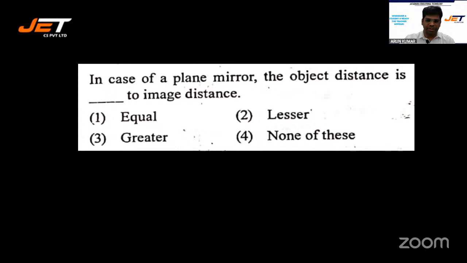In case of a plane mirror, the object distance is dash to the image distance. Equal, lesser, greater, none of these. In case of a plane mirror, see, we didn't show any ray diagram for plane mirror. Plane mirror is the simplest case. In case of a plane mirror, the object distance is dash to image distance. Equal to image distance, lesser than image distance, greater than, none of these.